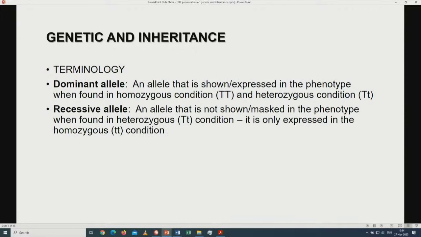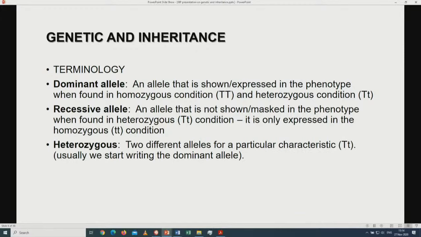A dominant allele is an allele that is shown or expressed in the phenotype when found in homozygous condition and heterozygous condition. A recessive allele is an allele that is not shown, or is masked, in the phenotype when found in heterozygous condition. It is only expressed in the homozygous condition, and we can only see the phenotype of the recessive allele when it is in a homozygous condition.